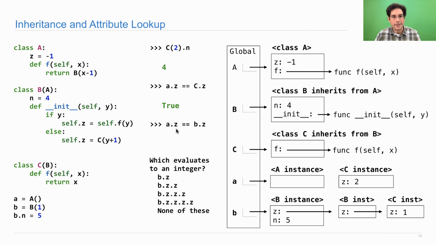Okay, so it's quite clear that this is -1, and this is some b instance, and those can't be equal. And now we can move on to which of these expressions evaluates to an integer. b.c is a b instance. b.z.z is a c instance. b.z.z.z is 1. And 1.z is nothing at all. That would be an error. So only this expression evaluates to an integer, and that integer is 1.